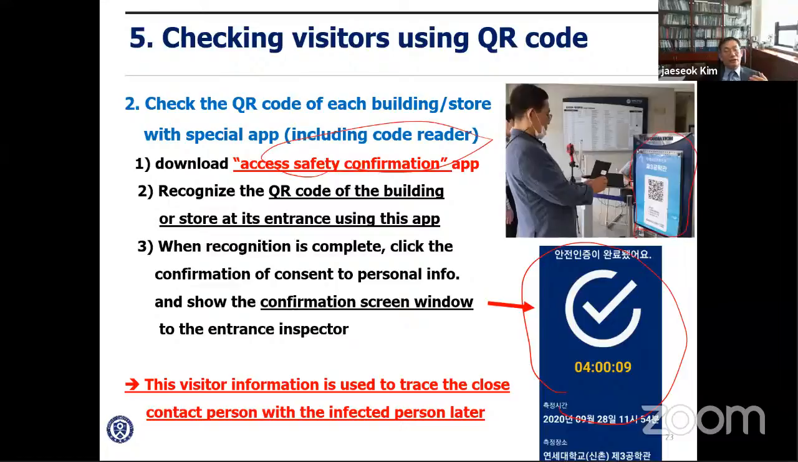If this is not available, then each business unit must make a visitor list on paper. The visitor information obtained in this way is used to trace the close contacts of the infected person later.